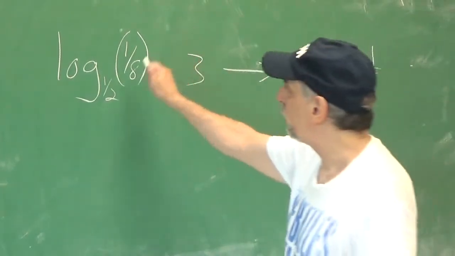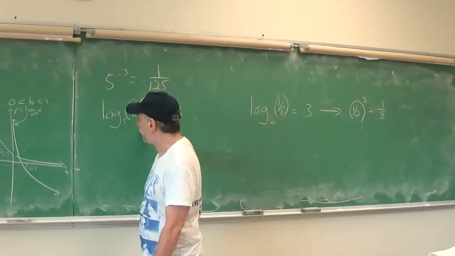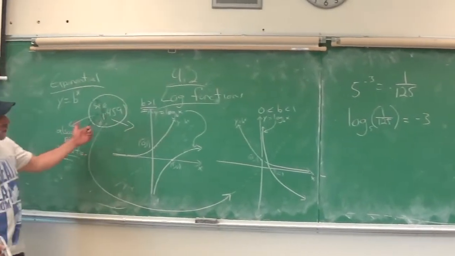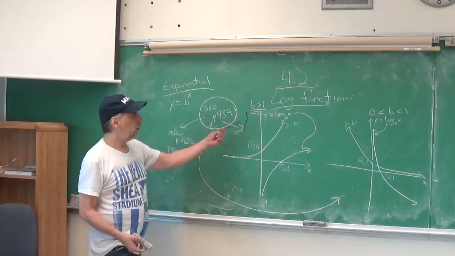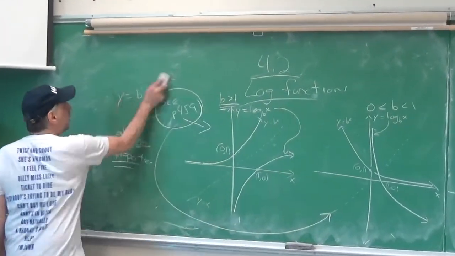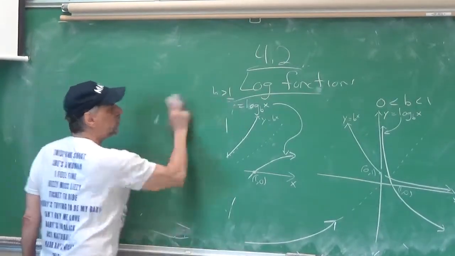Okay, so be able to change from log form to exponential form, be able to change from exponential form to log form. Know the difference between the exponential and the log graphs, realize they're inverses of one another, know the difference between b being greater than 1, or between 0 and 1 for both the exponentials and the logarithms.